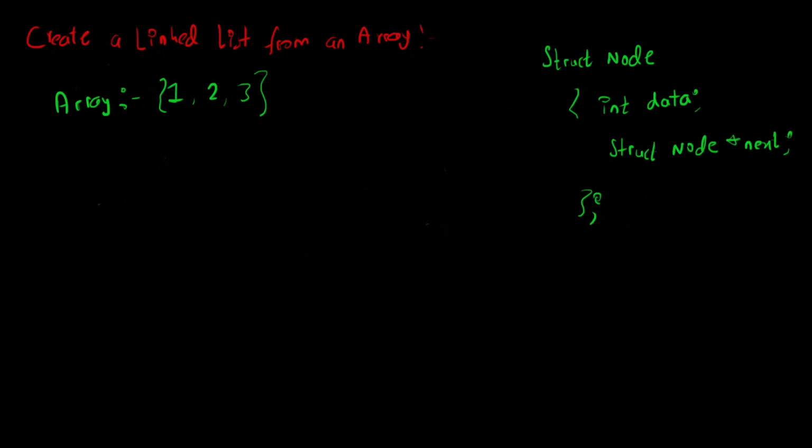Hi guys, so I'll be explaining how we are going to create a linked list using an array. First thing we have to understand is the program sections. A program has three sections. First is the code section. The second is the stack, and the third is the heap.